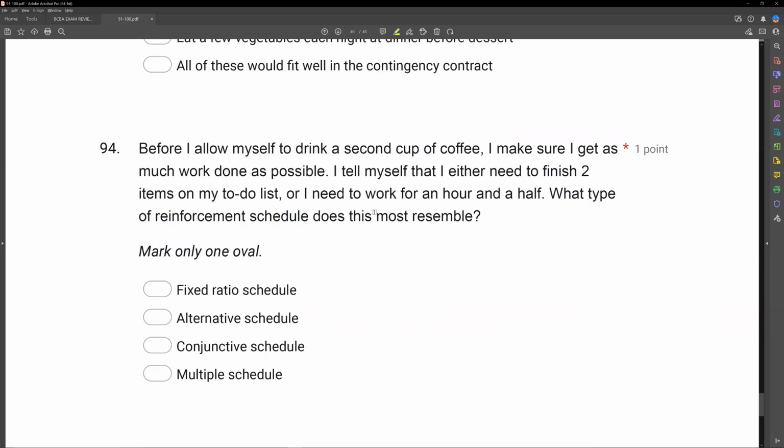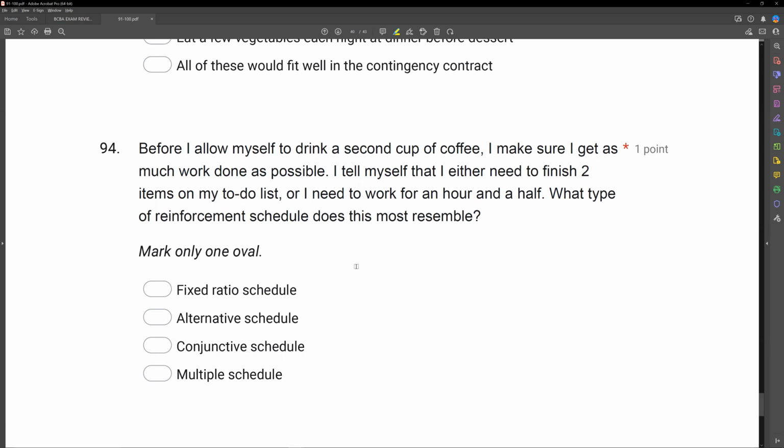94, before I allow myself to drink a second cup of coffee, I make sure I get as much work done as possible. I tell myself that I either need to finish 2 items on my to-do list or I need to work for an hour and a half. What type of reinforcement schedule does this most resemble?